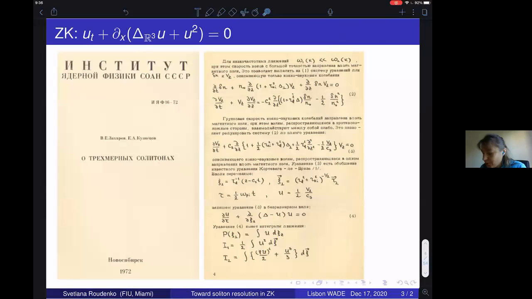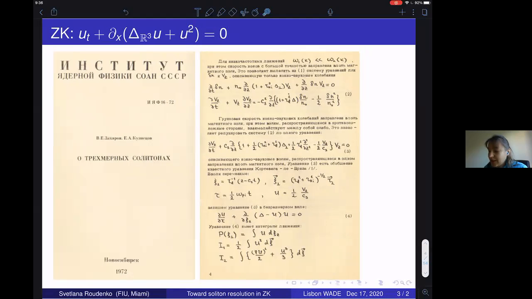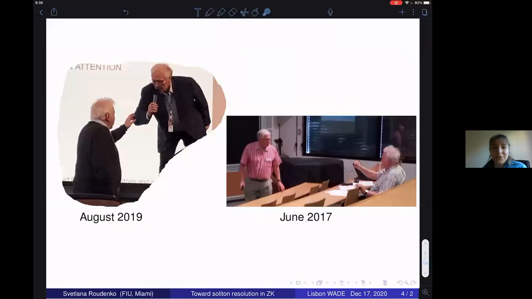And I like to show this. This was back in the Soviet Union in 1972. It says three-dimensional solitons by Zakharov and Kuznetsov. There's a formula for the equation, and they even derived some conservation laws, which I'll talk about. So it's kind of interesting to talk about the equation.